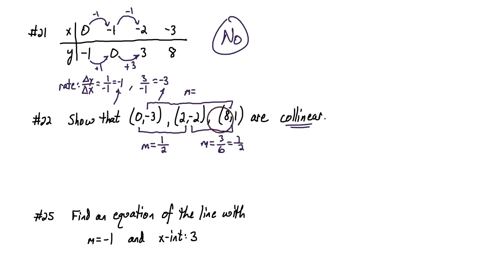From -3 to +1 is an increase of 4 units. From 0 to +8 is an increase of 8 units, and that reduces to a half. So notice we get the same rate of change every time from dot to dot. That means that they do line up in a straight line. The word is collinear, so we have shown that they are collinear.